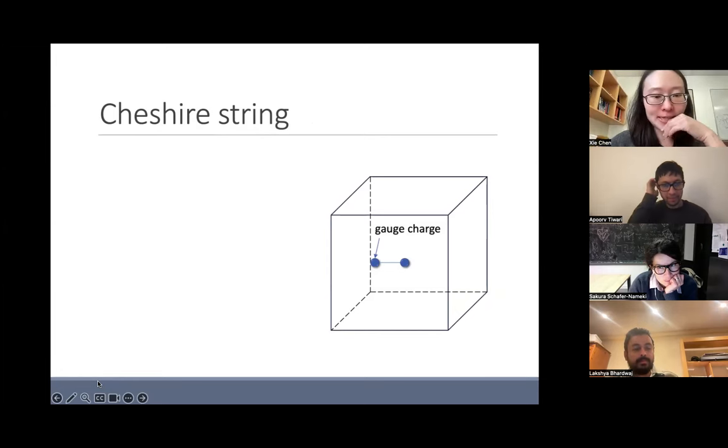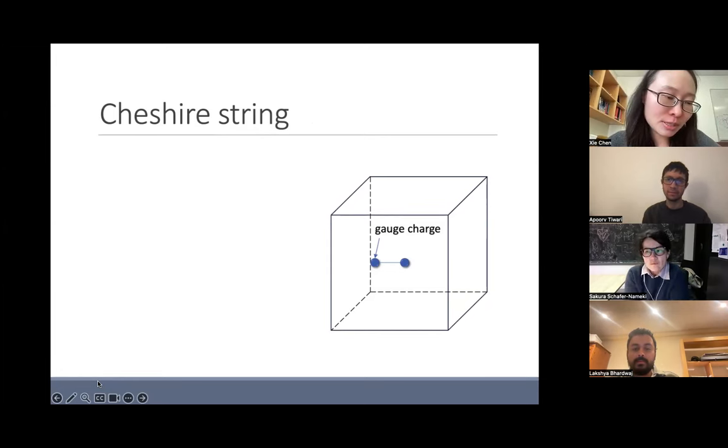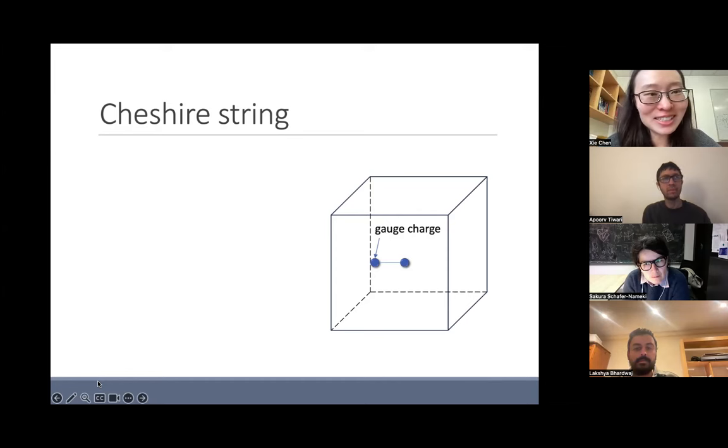So one particular thing that I'm trying to understand, and it gets discussed in all these papers that also talk about the more general higher category structure, is the so-called Cheshire string. So I thought, okay, let's get a crack at that and see if we can understand what's going on with the Cheshire string. So Cheshire string basically is something composed of a symmetry charge.